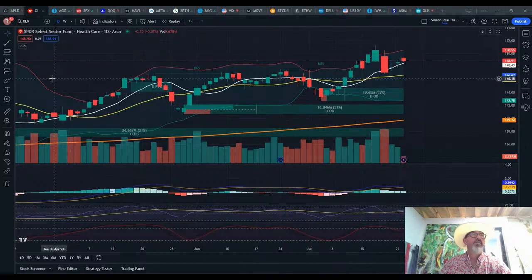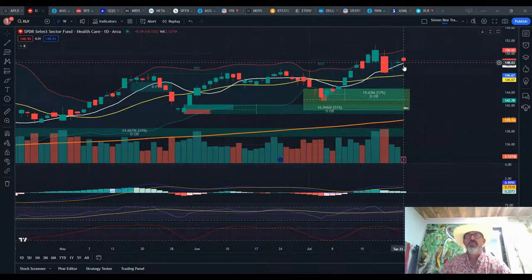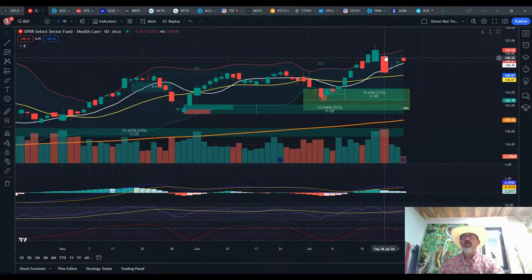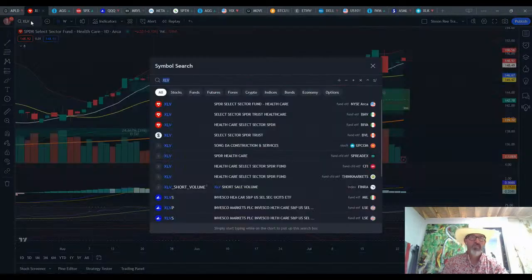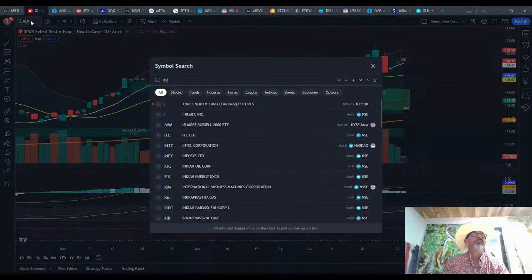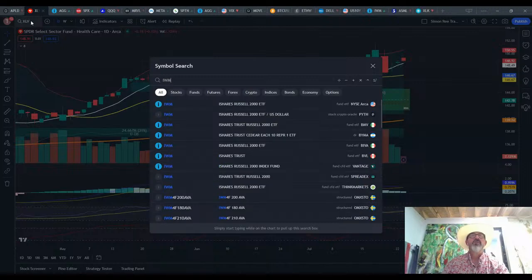On a daily chart of the healthcare ETF, XLV, basically we're riding above the 9, which is positive, and above the 20. We had a pullback 3 days ago, probably Thursday of last week, pretty significant. But we have once again continued to close above the 9. Let's take a look at IWM while we're figuring out what the Biotech ETF is.